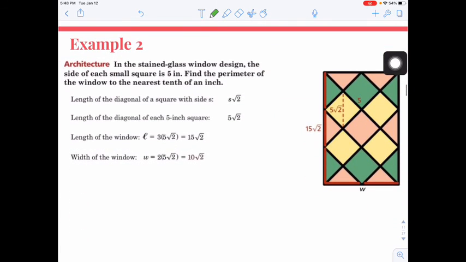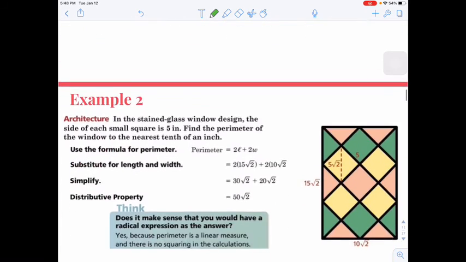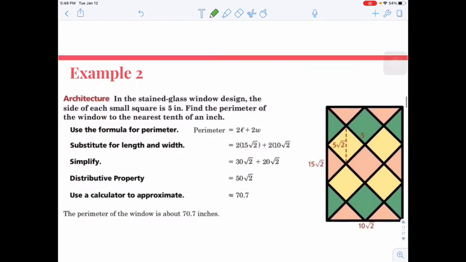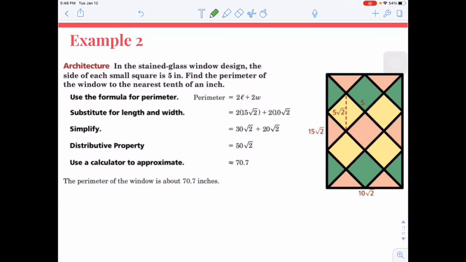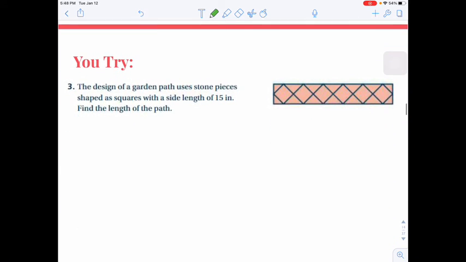The work for this problem is written out on the next few slides. They don't go over the Pythagorean theorem. They just say, using that formula, we know that the diagonal of a square is S radical 2. Now I would like you to try number 3. The design of a garden path uses stone pieces shaped as squares with side length of 15. Find the length of the path. So again, you can use that shortcut of the diagonal being S radical 2.